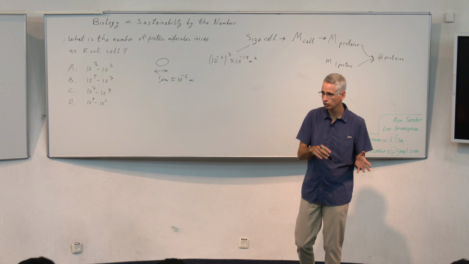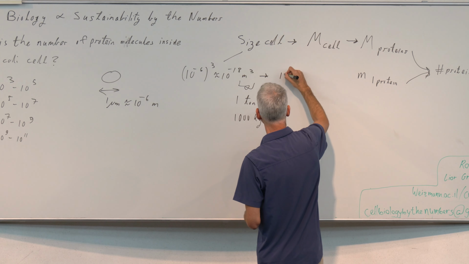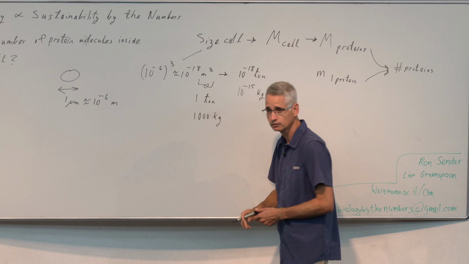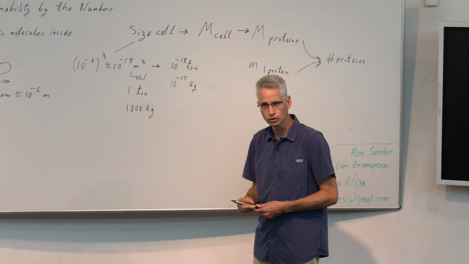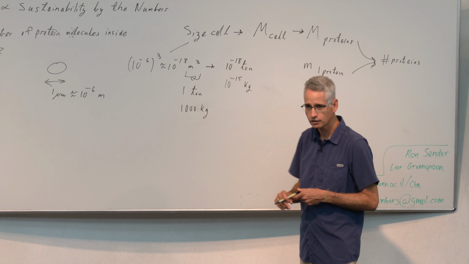Good. So going from the volume to the mass, this would now be 10 to the minus 18 ton, because a meter by a meter by a meter of water is a ton, which is 10 to the minus 15 kilograms. How do I do that? Is it 10 to the minus 15 or 10 to the minus 21 or something else? It's 10 to the minus 15. I got it right. But if you want to be sure, there's a trick to do it.